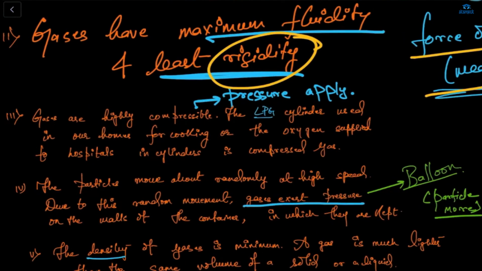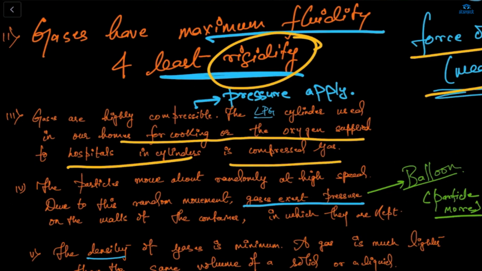Gases are highly compressible. Compressible means if we apply pressure, then the gas will compress. For example, the LPG gas which is used in our homes for cooking, or the oxygen which is supplied to hospitals in cylinders, is a compressed gas. Like the cylinders we use in the kitchen, the gas comes in them. It is LPG gas, which is a compressed gas.